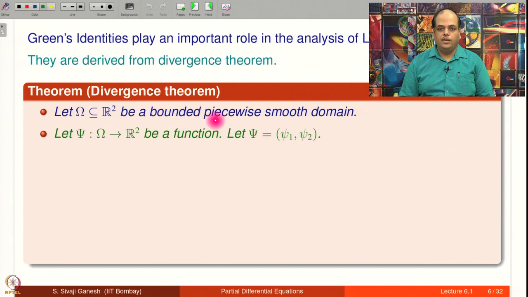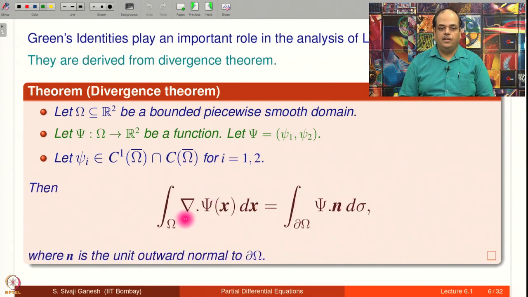Omega is assumed to be bounded and piecewise smooth domain. We will come to that as soon as we see the formula. And we assume that the psi i's have this property that it is C1 of omega bar intersection C of omega bar. It means the derivative is continuous up to the boundary of omega. So, omega closure involves omega union boundary of omega. That means derivative of this function psi i is meaningful on the boundary of omega also. And C of omega bar means the functions are meaningful on the boundary of omega. In fact, the functions psi i's are continuous on omega bar.